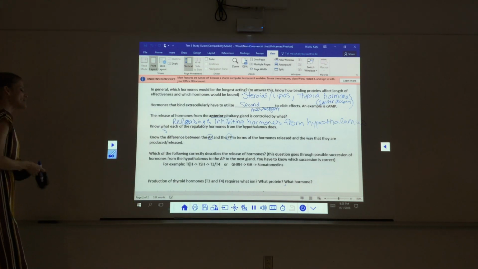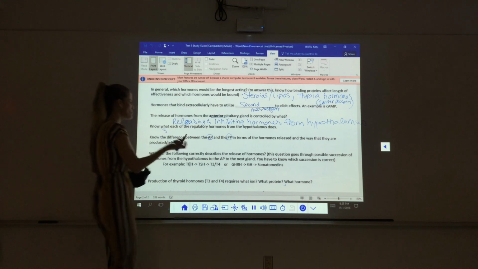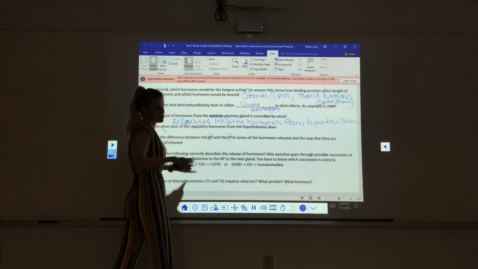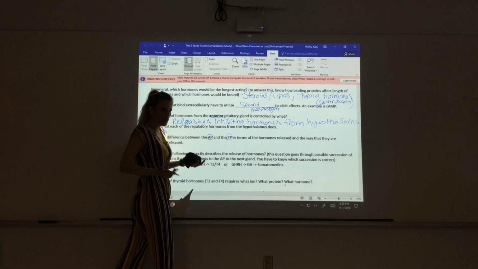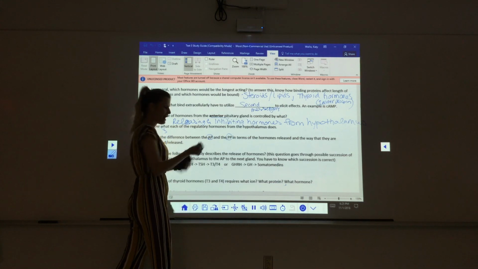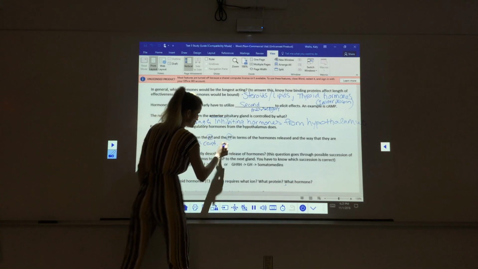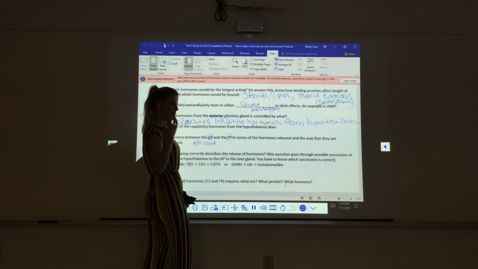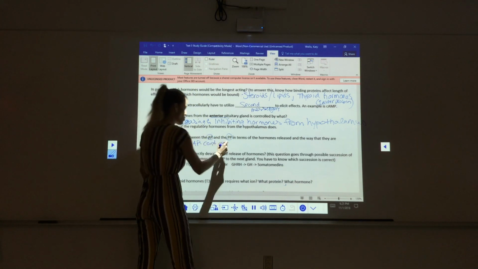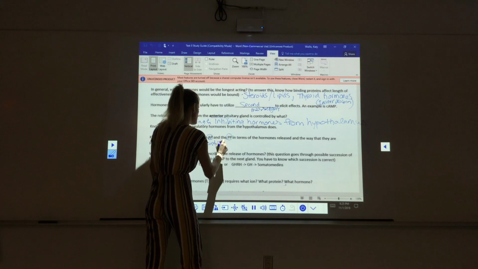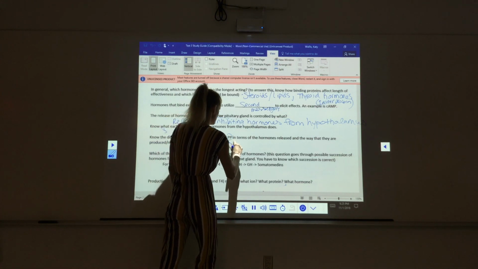Note the difference between the anterior pituitary and the posterior pituitary in terms of the hormones released and the way that they're produced and released. So know which hormones come from the anterior and which hormones come from the posterior. And then remember, the anterior pituitary, we just said, is controlled by the releasing and inhibiting hormones from the hypothalamus.